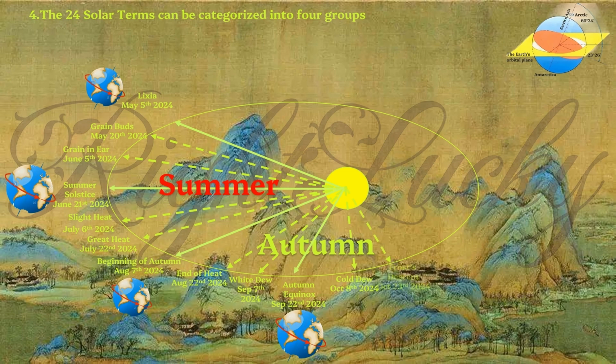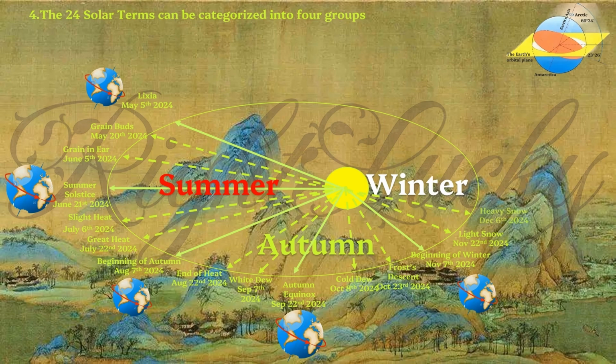White Dew, known as Bailu in Chinese, is the 15th solar term in the traditional Chinese calendar, typically occurring around September 8th each year. It signifies the transition from summer to autumn, bringing cooler temperatures and a sense of serenity to the natural world. Light Snow, known as Xiaoxue in Chinese, is the 20th solar term in the traditional Chinese calendar, typically occurring around November 22nd each year. As its name suggests, this period marks the beginning of winter's arrival, with occasional light snowfall and a noticeable drop in temperatures. Understanding the sun's influence.